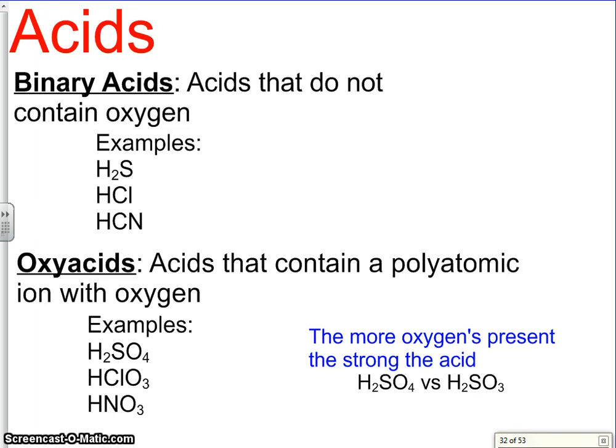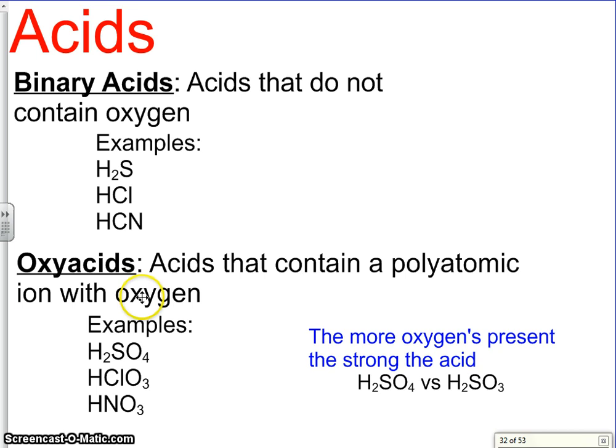We have a binary acid, which is any acid that does not contain oxygen in it, so like H2S, HCl, HCN, etc. Binary typically means two, so two different elements: hydrogen and sulfur, two different elements, hydrogen and chlorine. Cyanide is one of the exceptions to that because it is a polyatomic ion, but still considered binary because it does not contain an oxygen.